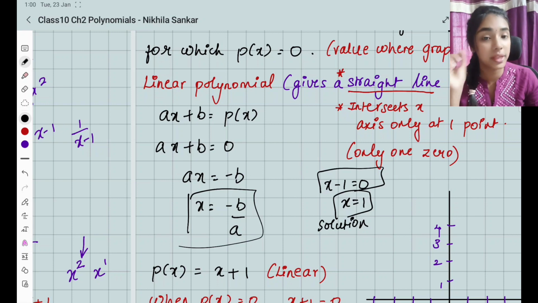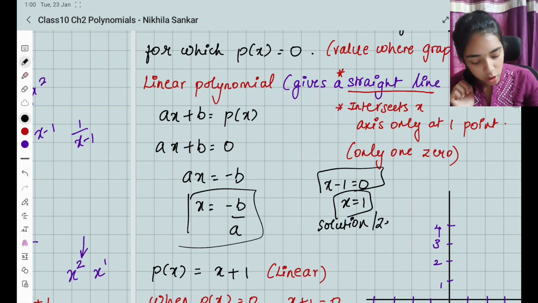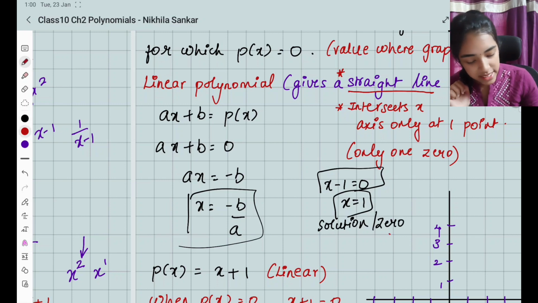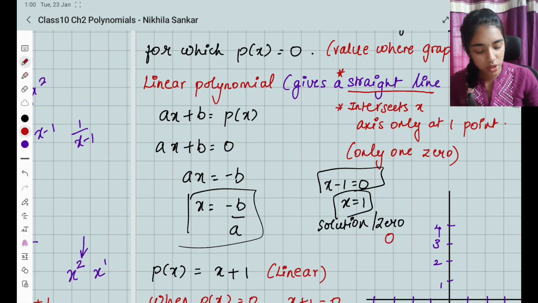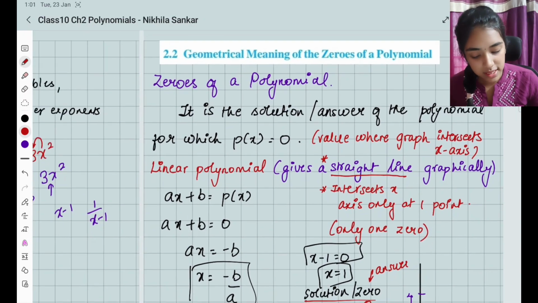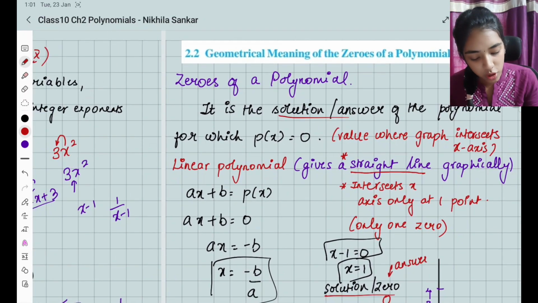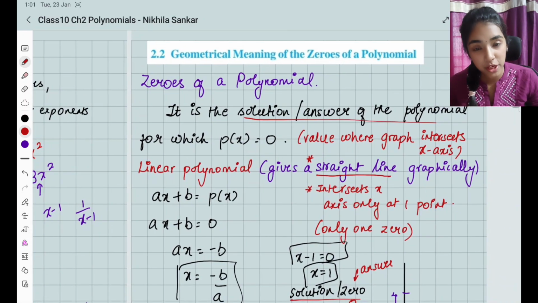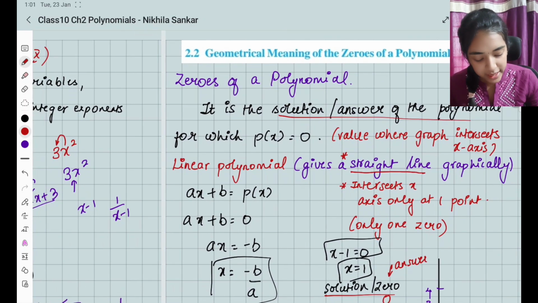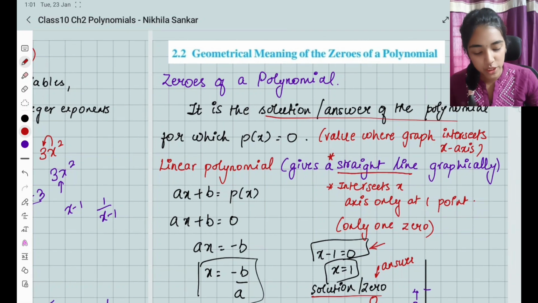Solution na enna? It is going to be the answer of the polynomial, or you can also call it the 0. இந்த இடத்துல 0 na இந்த 0 கிடையாது. So 0 here means solution or answer. புரிஞ்சுதா? So this is called the 0. So இப்போ இந்த இடத்துல it is the solution or the answer of the polynomial for which p of x equals 0. அப்படின்னா என்ன? இந்த இடத்துல 0 க்கு தானே equate பண்ணோம். x minus 1 you equated it to 0.